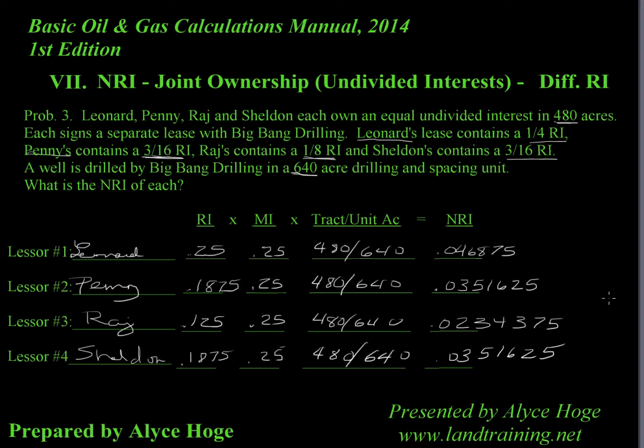So that's how you calculate joint ownership, undivided interest with a different royalty. So now we're going to move on to problem number 8.